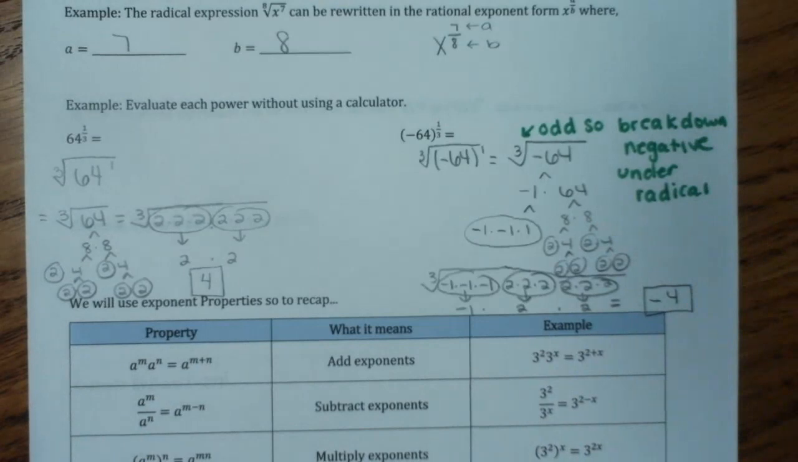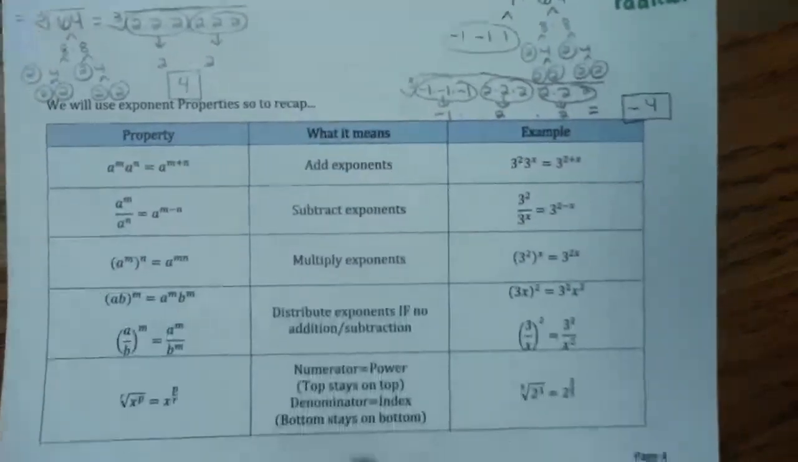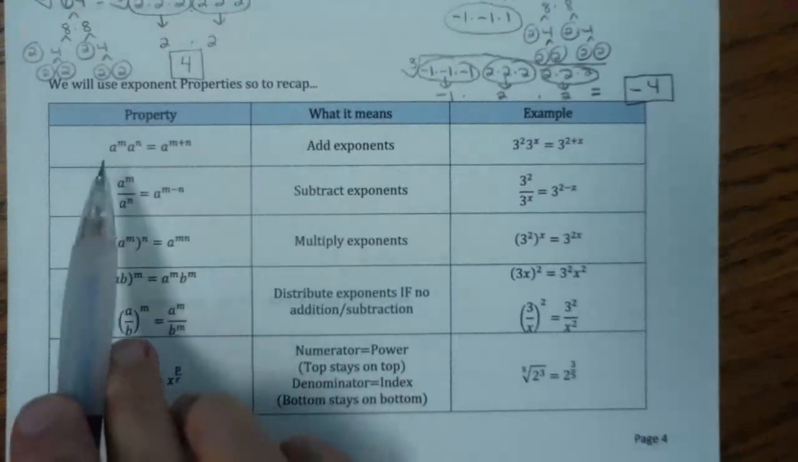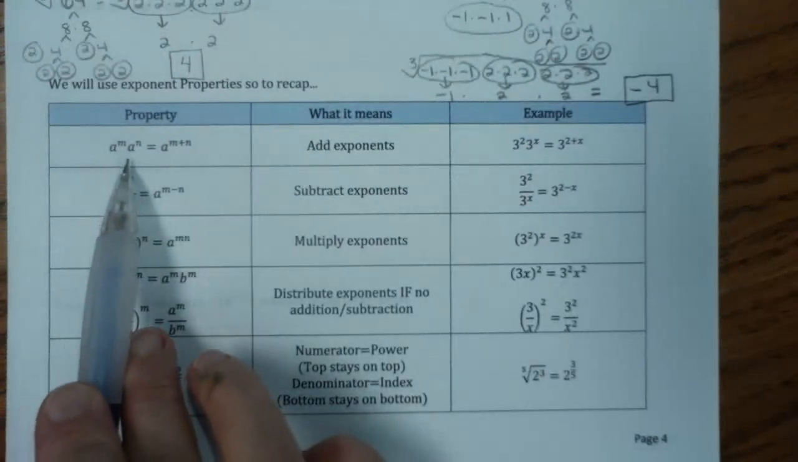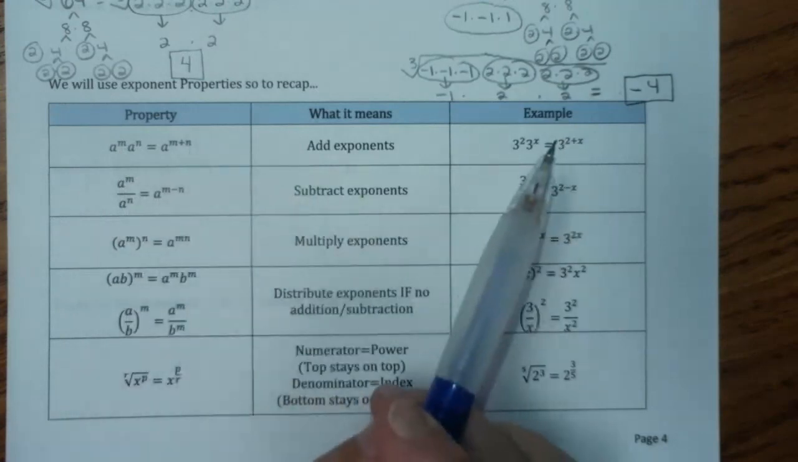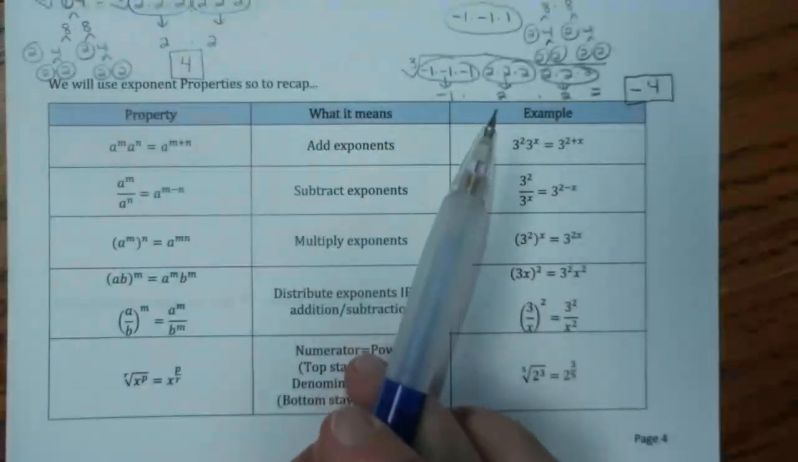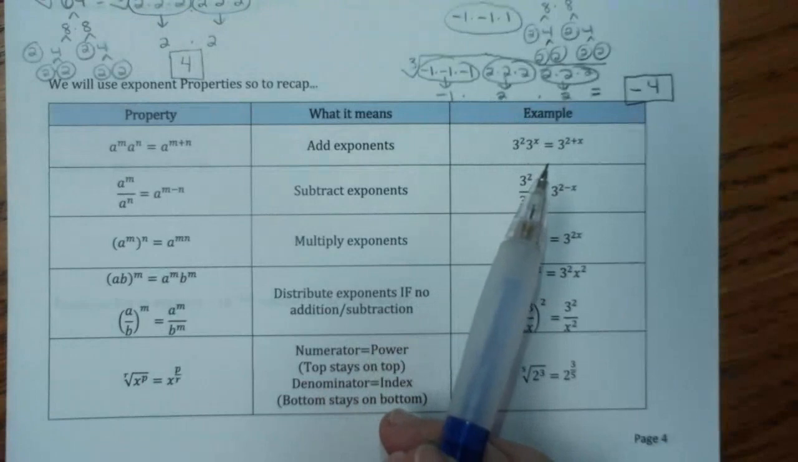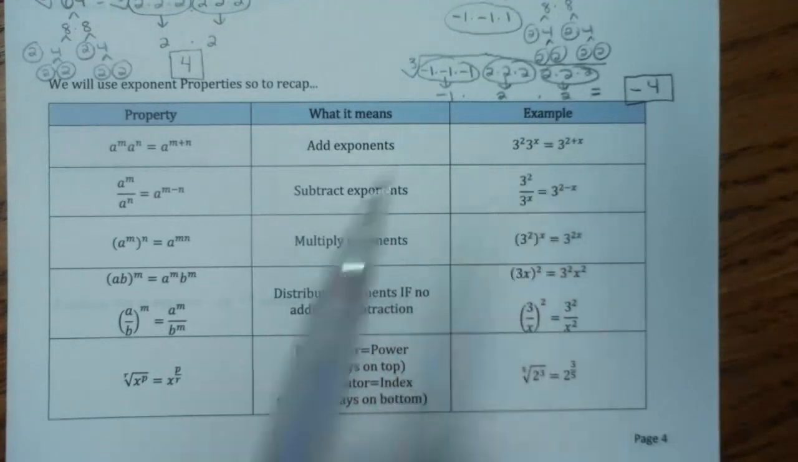So we will use exponent properties a lot. So going back to Module 2, Homework 5, let's recap real quick. Just little exponent properties that we used. So the property of saying a to the m times a to the n, we added those exponents, a to the m plus n. Here's an example. 3 to the second power times 3 to the x power equals 3 to the power of 2 plus x.